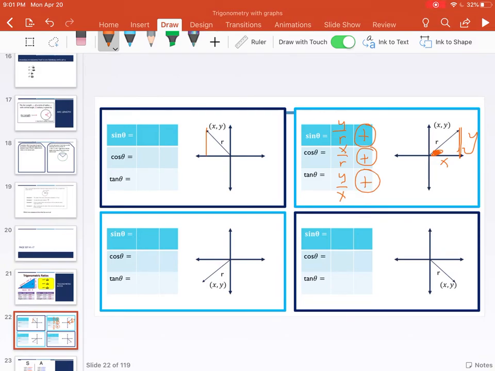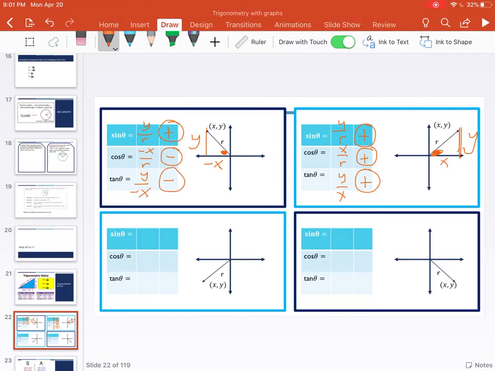So when we move to quadrant 2, now our x is negative on that Cartesian plane in quadrant 2, but our y is still positive. So we're going to do the exact same thing. Write out our ratios. So sine is opposite over hypotenuse, so it's going to be y over r once again, which is positive. Cosine is going to be adjacent over hypotenuse, which ends up being negative. Tan is opposite over adjacent, so we have y over negative x, which gives me negative.